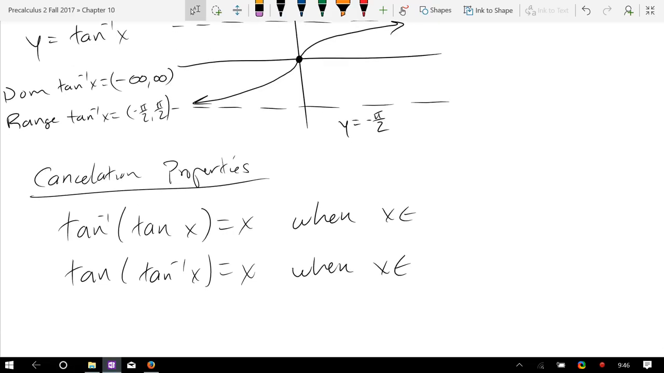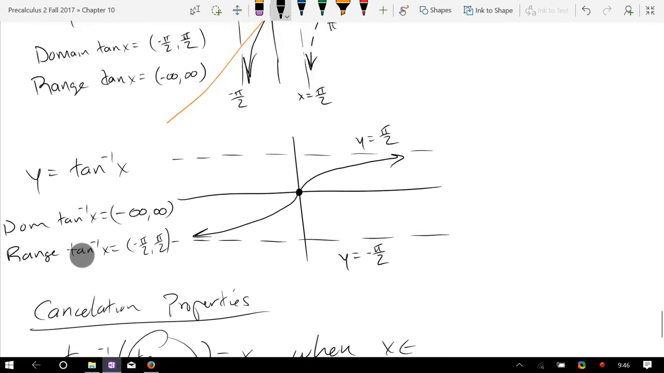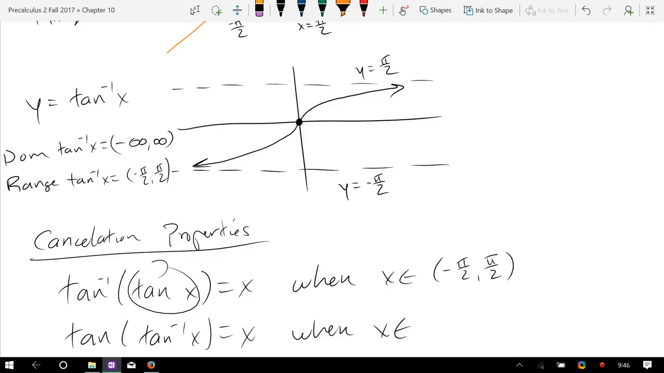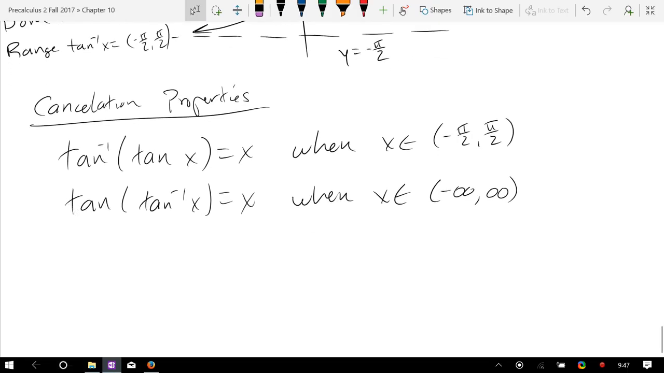All right, cancellation properties. The inside function has to eat first. So let's think about the first one. X has to be in the domain of tangent, which we said was negative pi over 2 to positive pi over 2. And the next cancellation property, X has to be in the domain of tangent inverse. Good news is domain of tangent inverse is all real numbers. So the second one, you don't really have to worry much about X being outside that domain.